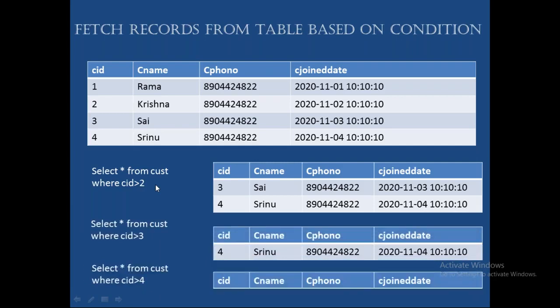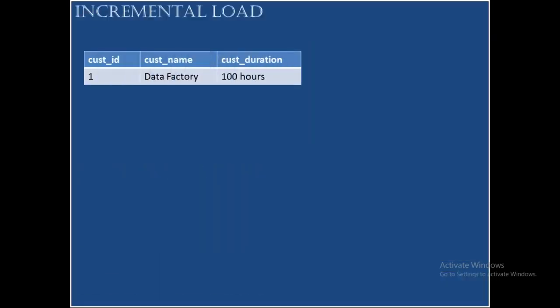But when I say dates, let's go with the dates. Let's say select star from customer where C join date greater than 11/02. What records will I get? 3 and 4. Very good. So you are clear on all of these things, right? You need to be clear on all of this. Now you see cust ID, cust name, cust duration.